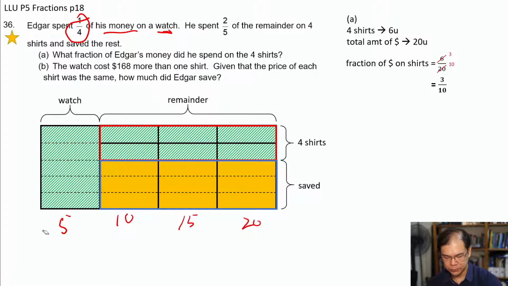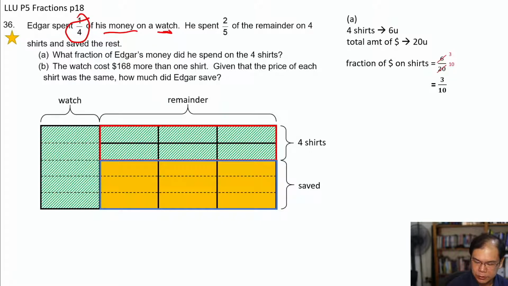Okay. Part B is the interesting part. The watch costs $168 more than one shirt. Given that the price of each shirt was the same, how much did Edgar save? Okay, so 6 units is for 4 shirts. Now I have to cut up this 6 units such that I can show one shirt, no? So how do I show it? Here comes the magic. This is what I'll do.